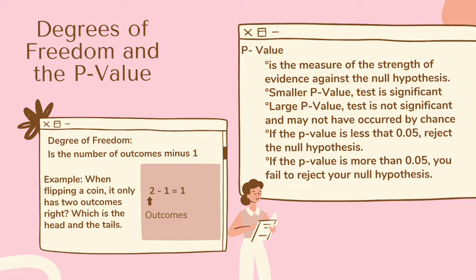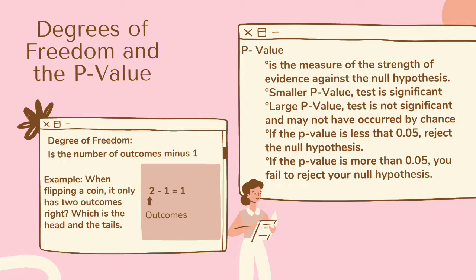P-value: a measure of the strength of evidence against the null hypothesis. This is what we use to determine the strength of evidence, or the probability level, against our null hypothesis. Smaller p-value, test is significant. Larger p-value, test is not significant, it may have happened by chance. If the p-value is less than 0.05, reject the null hypothesis.